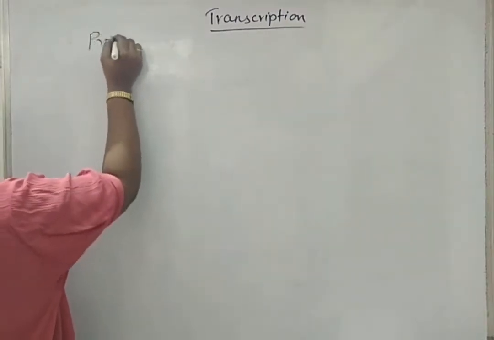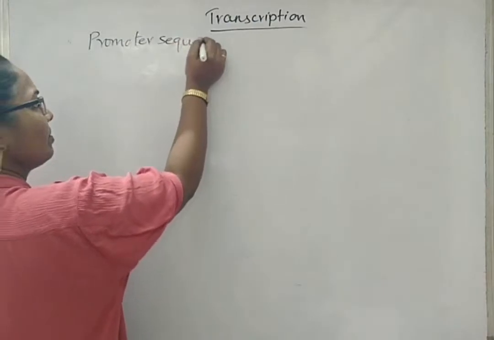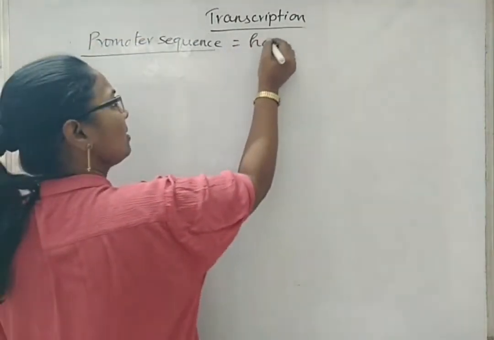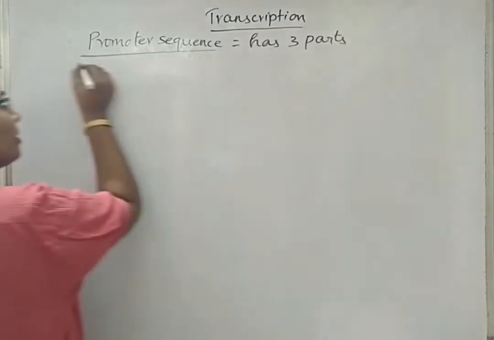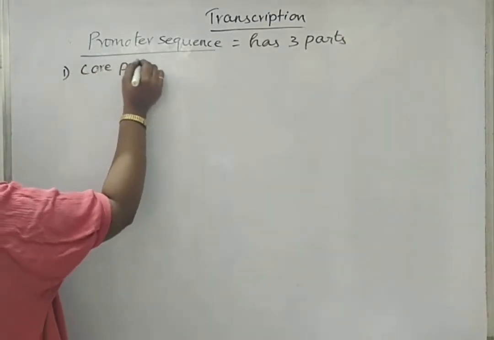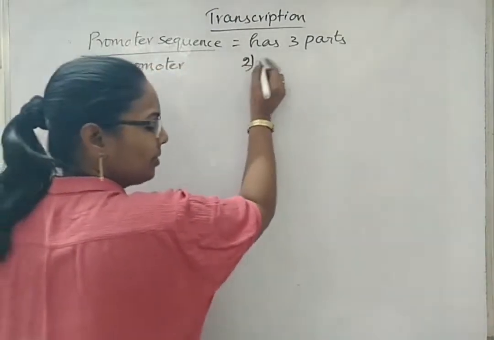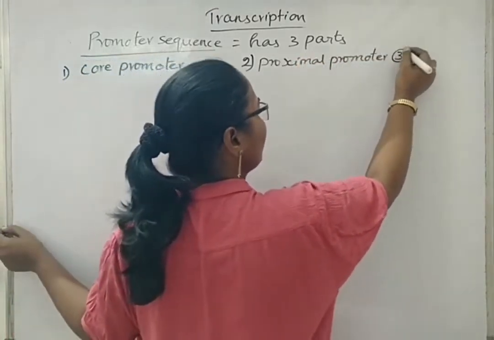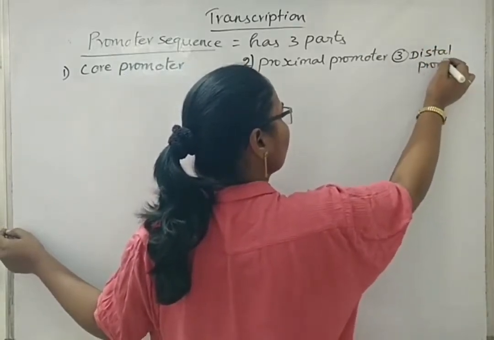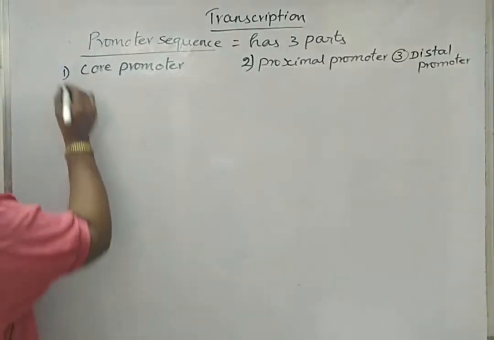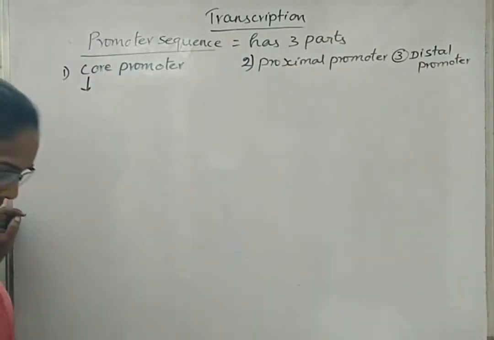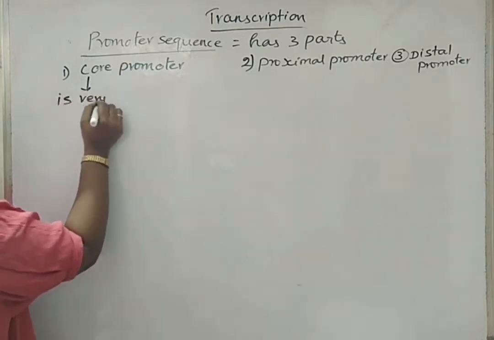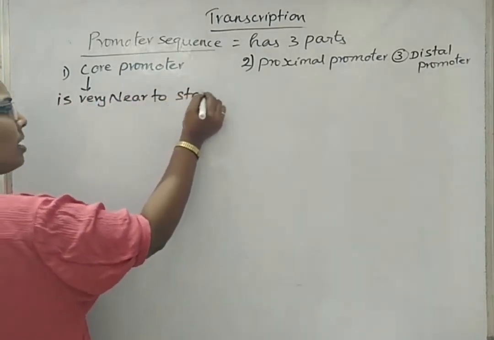We will see some points regarding the promoter sequence. Promoter sequence has 3 parts. One is the core promoter. Second, the proximal promoter. Third, the distal promoter. Now, the core promoter is considered the most important one, and it is very near to the start codon.